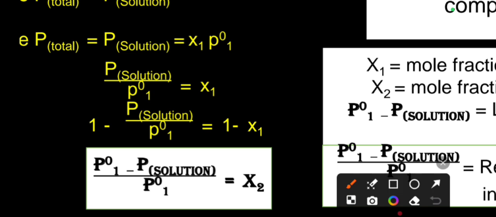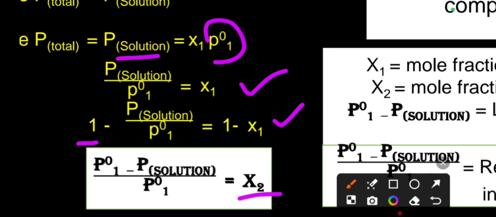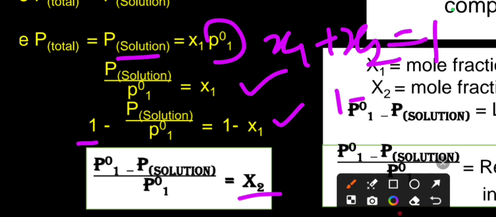So you can see here, if you keep this P node 1 down below this, then this formula will become equal to this one. P solution divided by P node 1 is equal to X1. If you subtract both these terms from 1, P solution by P node 1 is equal to 1 minus X1. We know already that X1 plus X2 is equal to 1. So we can write here 1 minus X1 is equal to X2, and this is the mole fraction of solute.